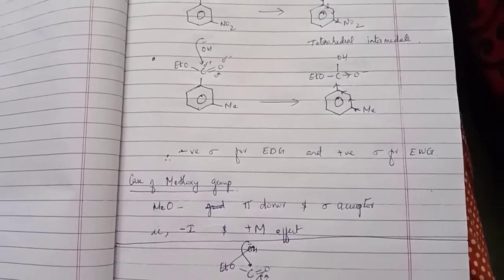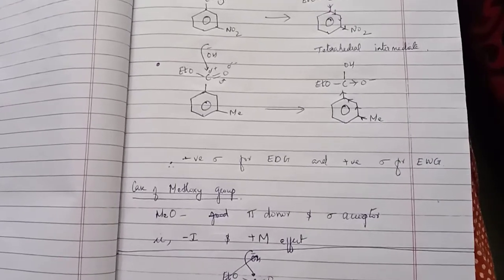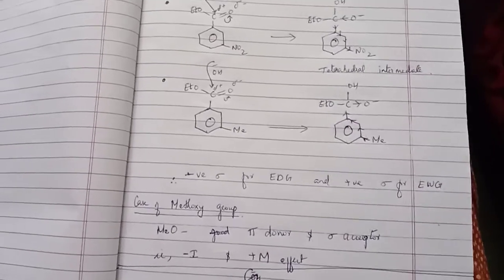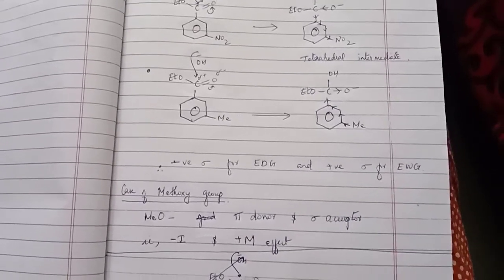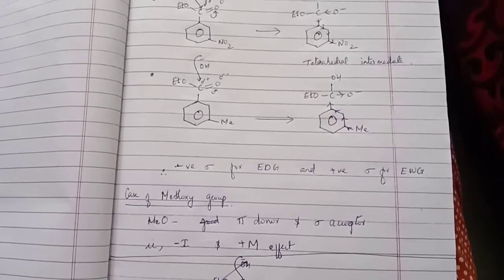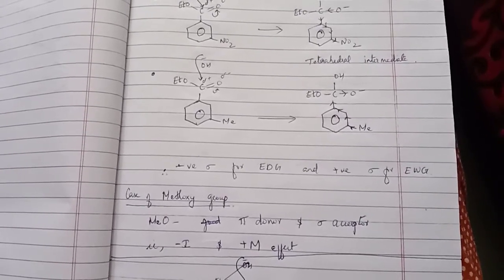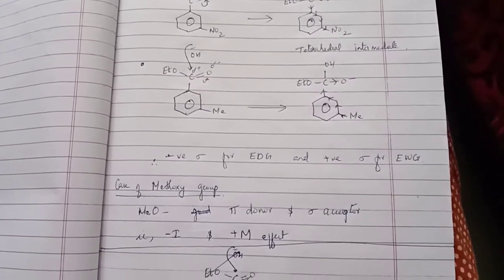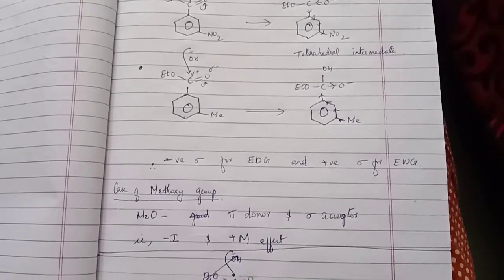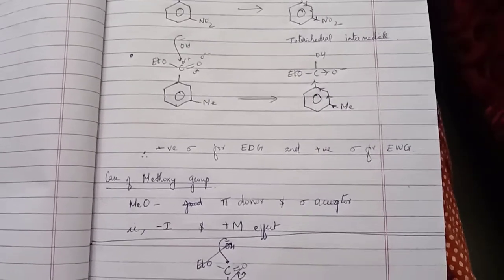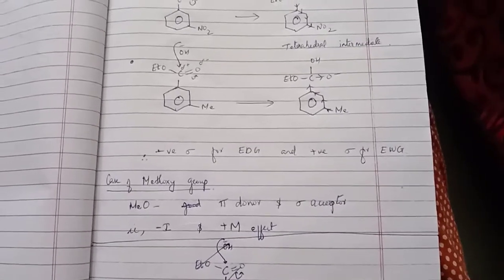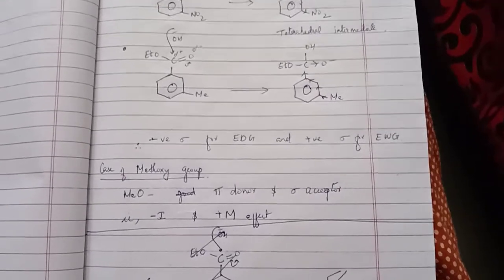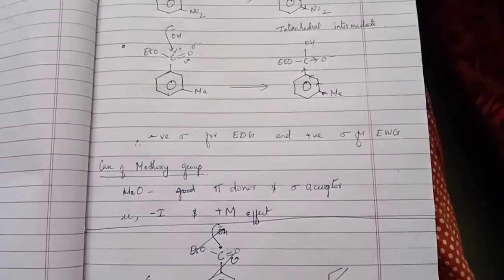Because when it is attached to a pi system, the lone pair on the oxygen will be given to the pi system. That is, it will act as plus M or plus R. When it is attached to a sigma system, the electronegativity of oxygen pulls the electron on the bond towards it. So it's a sigma acceptor. The electron in a sigma bond will be pulled towards the methoxy group, and when it is attached to a pi system, the lone pair on the oxygen will be given to the pi system. So both effects are acting in the opposite direction.